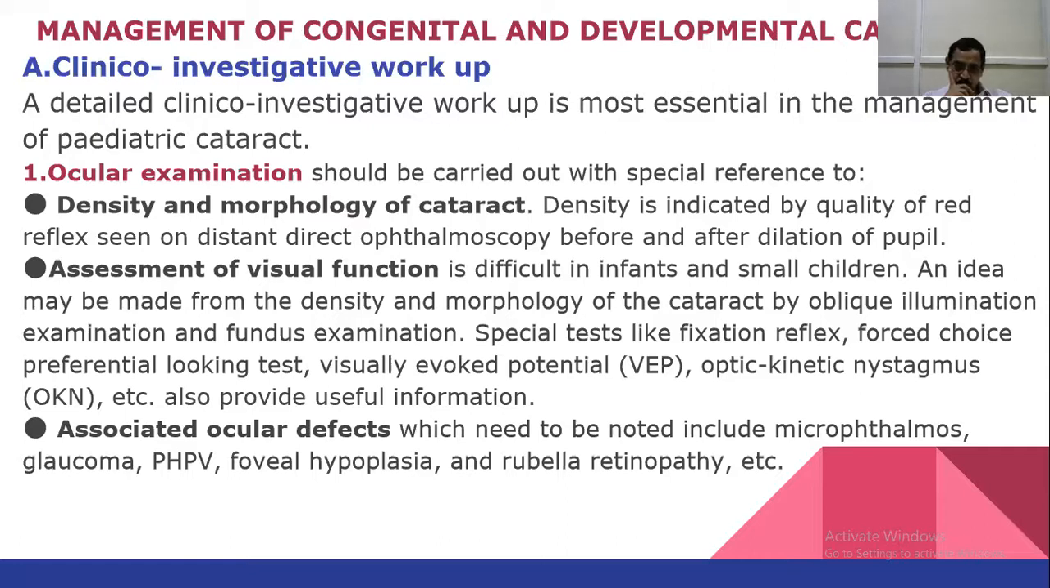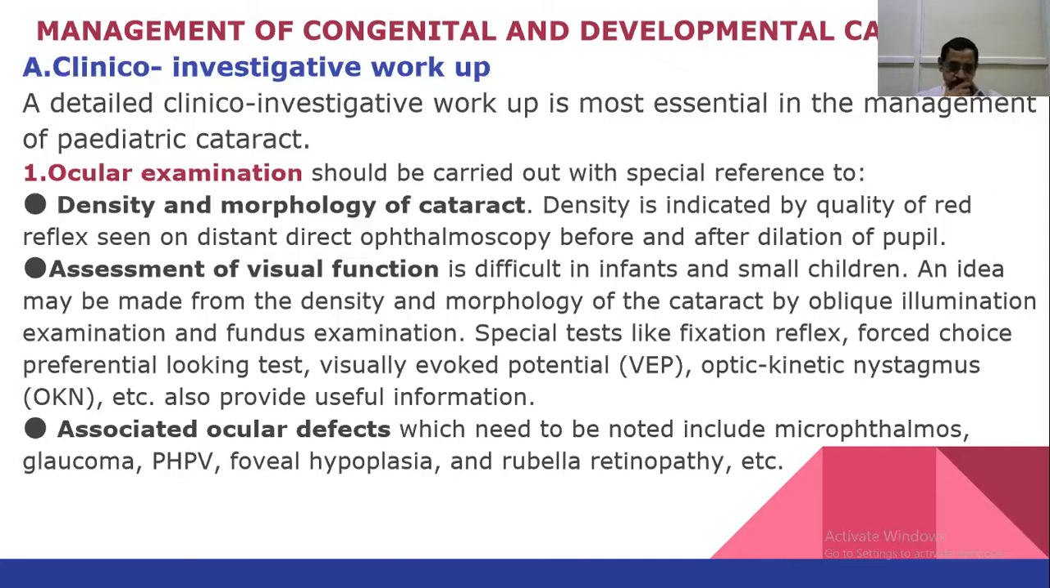Assessment of visual function is very difficult in infants and small children, but an idea may be made from the density and morphology of cataract by oblique illumination examination and fundus examination. Special tests like fixation reflex, forced choice preferential looking tests, optokinetic nystagmus, etc. also provide useful information.